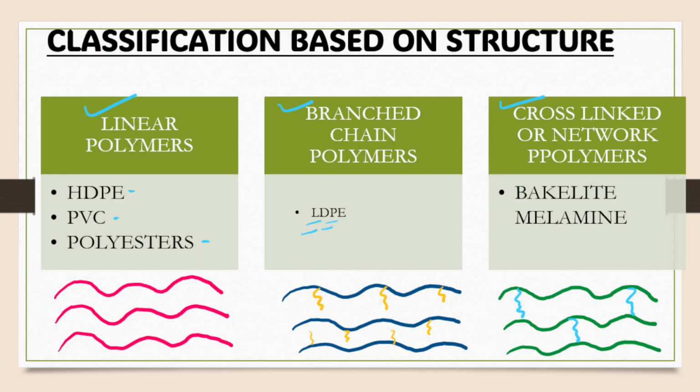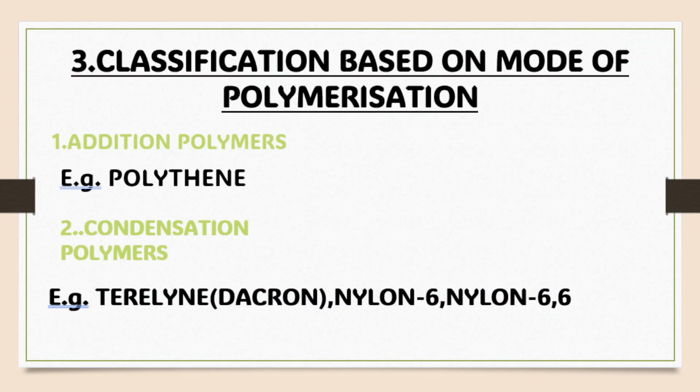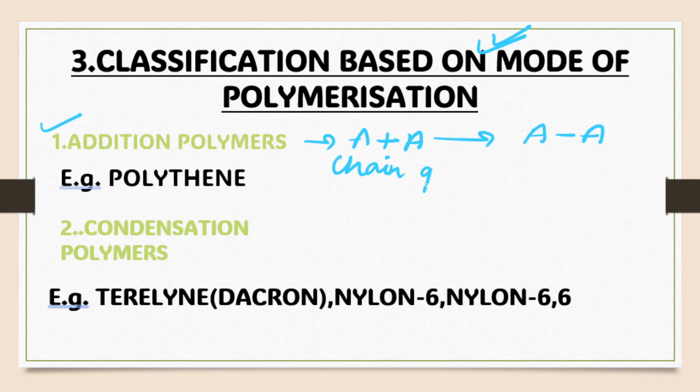Now we have to study the classification of polymers based on the mode of polymerization, like how the polymerization has been carried out. First are the addition polymers. Addition means simply A is getting added to A, and finally it is forming A and A. Addition polymerization is also known as chain growth polymerization. An example is polythene, which we will discuss later in more detail.